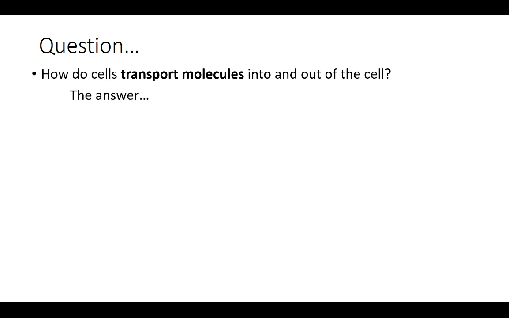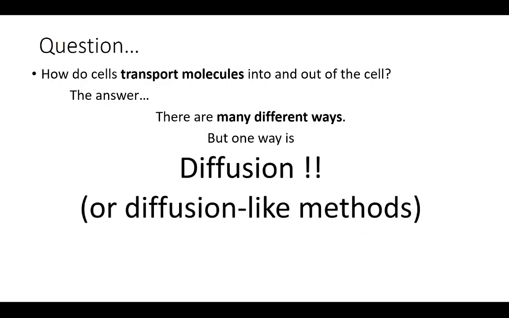Well, the simple answer is there are many different ways. If it's small, medium-sized, or large, all could get through in different ways, and your cell has a different method for moving things in and out, depending mostly on size. But one of the simplest ways to get in is straight up diffusion. Just good old-fashioned diffusion.